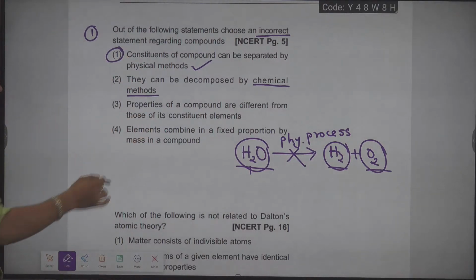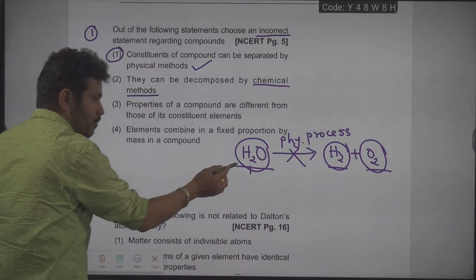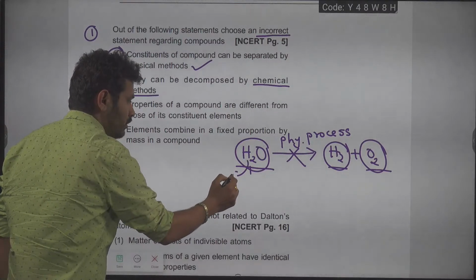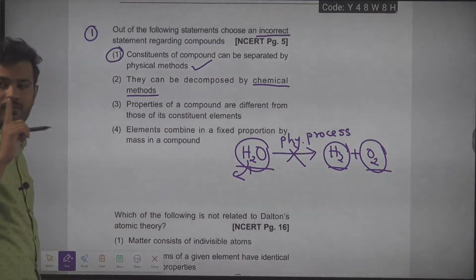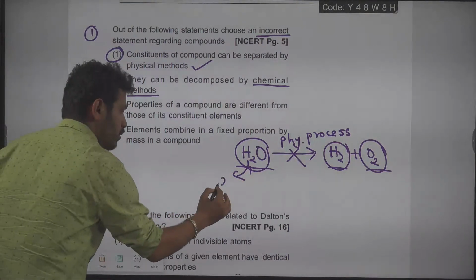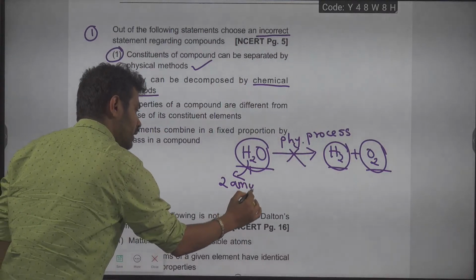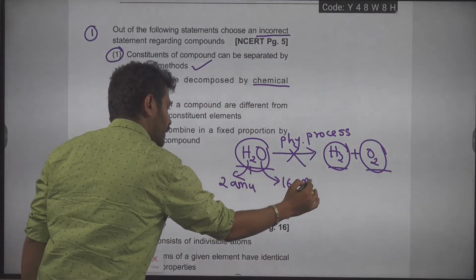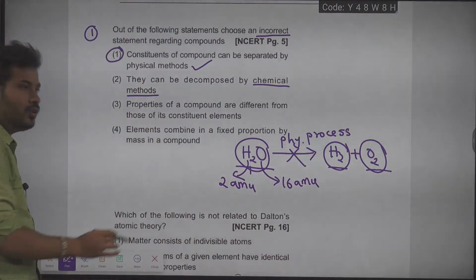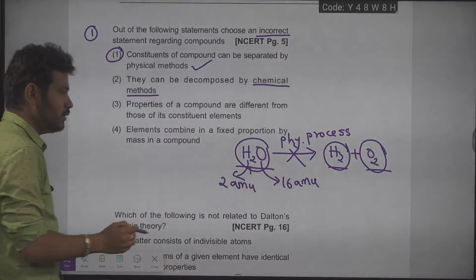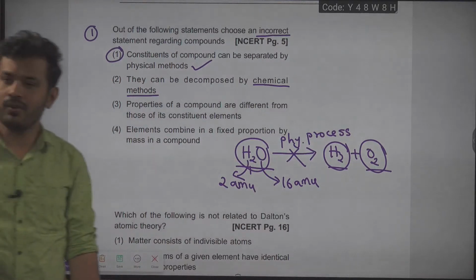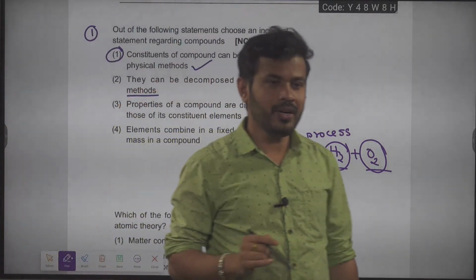Last one, elements combine in a fixed proportion by mass in a compound, right? In water, I will write H2O. How many hydrogen atoms? 2 atoms. One hydrogen atom, 1 AMU. 2 atoms will be 2 AMU. Similarly, the atomic mass of oxygen is 16 AMU. What is the mass ratio? 2:16 is the mass ratio. Or in the simplest ratio you can say it is 1:8. Are you getting my point?